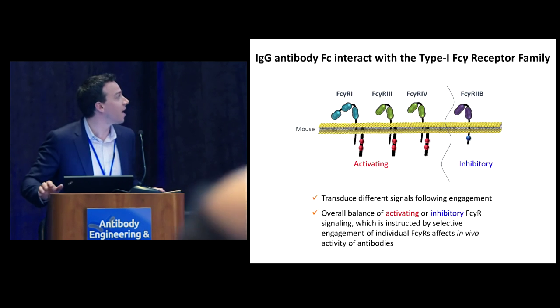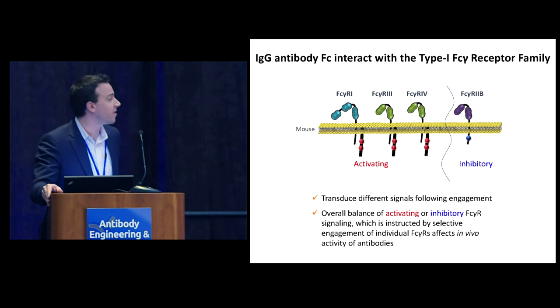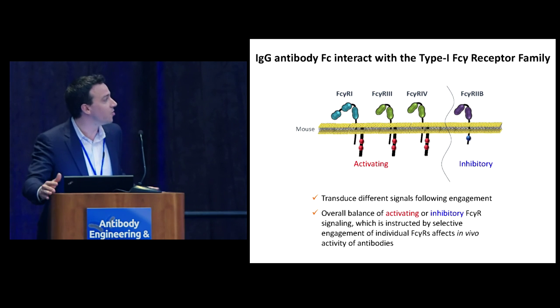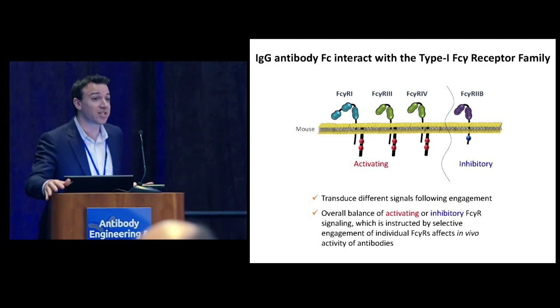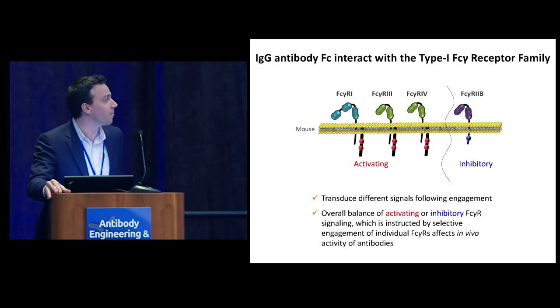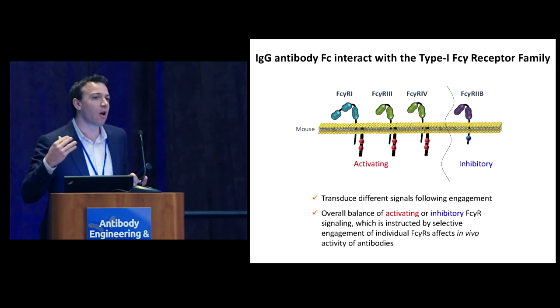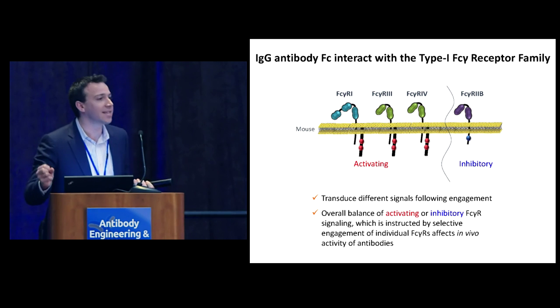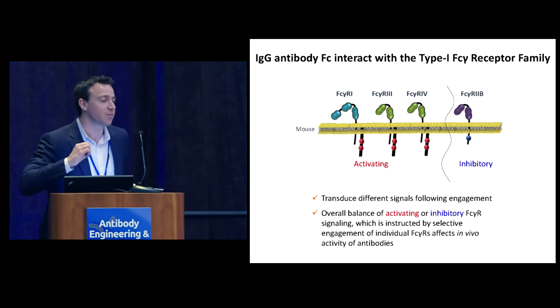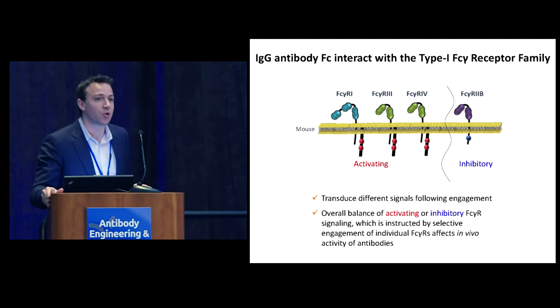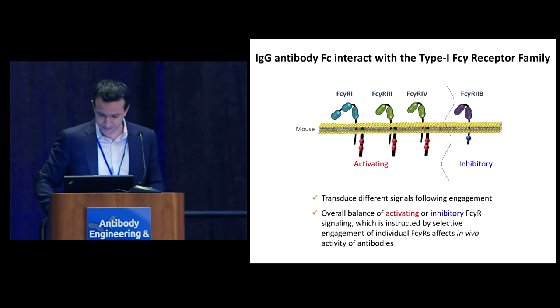Today we'll focus on the type 1 Fc receptors, the classical Fcγ receptors, and they also come in two different flavors, as you're well aware, the activating and inhibitory Fc receptors. They transduce different signals, the activating and inhibitory, by the nature of their ITAM or ITIM motifs in the intracellular domain, and it's the overall balance of activating versus inhibitory Fc receptor signaling which dictates the outcome of engagement of an immune complex or an antibody opsonized cell, and this is dictated by the relative engagement of activating versus inhibitory Fc receptors by the Fc domain.